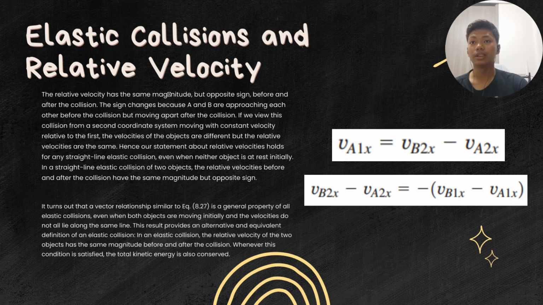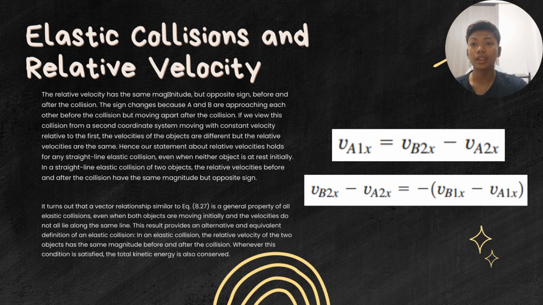I will be discussing elastic collisions and relative velocity now. So here in the fifth formula, the one on top, V_B2x minus V_A2x is the velocity of B relative to A after the collision. This equals V_A1x, which is the negative of the velocity of B relative to A before the collision. The relative velocity has the same magnitude but opposite sign before and after the collision. A and B are approaching each other before the collision but moving apart after the collision.